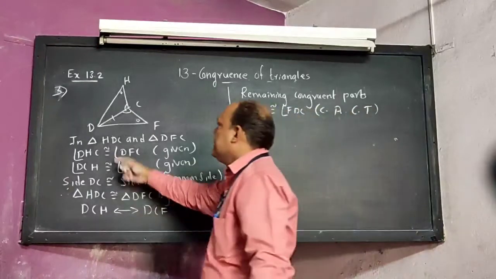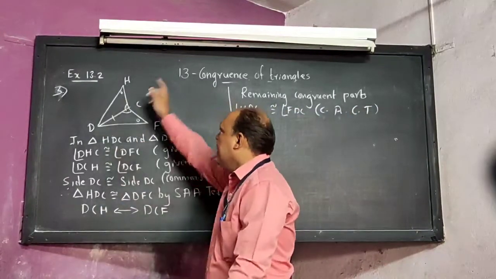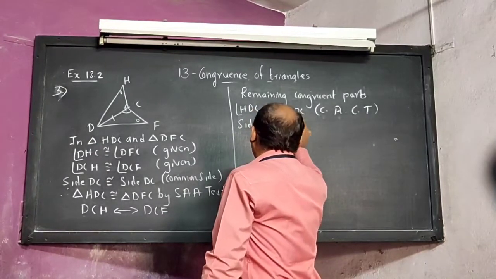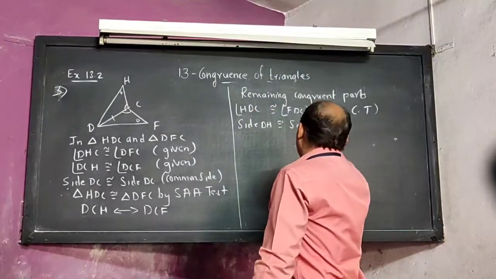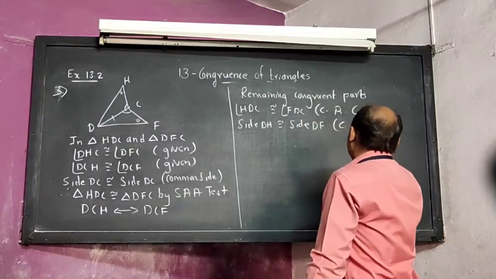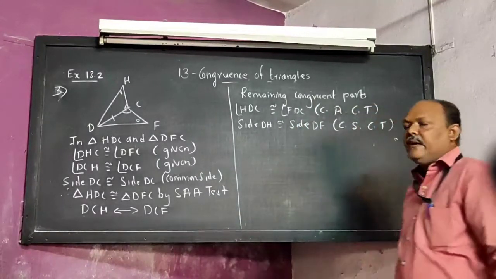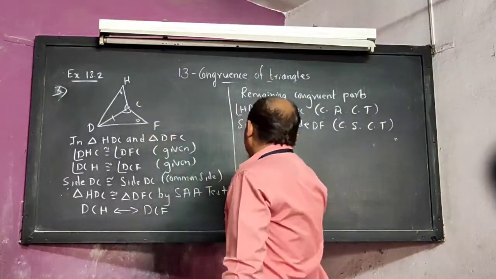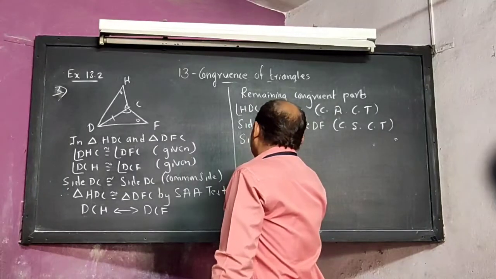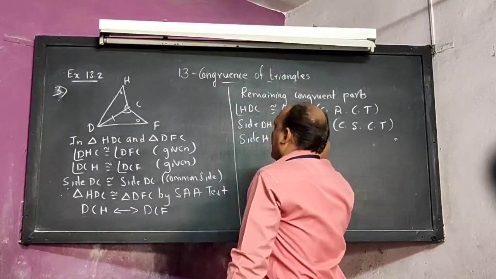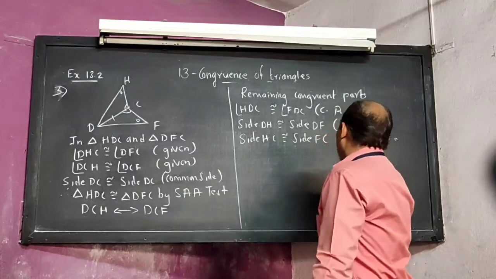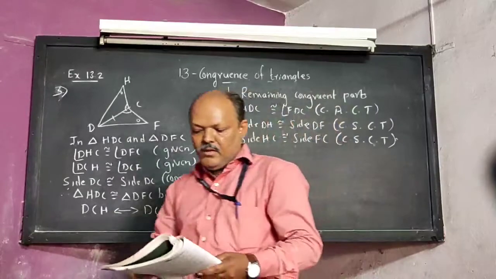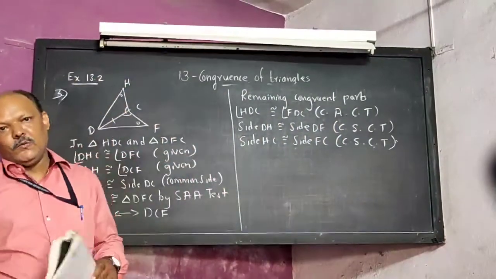Now here one side DC is congruent to DC, I have written. That means side DH is congruent to side DF. Corresponding sides of congruent triangles. In the same way, one more side is there, that is HC. Side HC is congruent to side FC. Corresponding sides of congruent triangles. This was the third sum, sum number 3 of exercise 13.2.